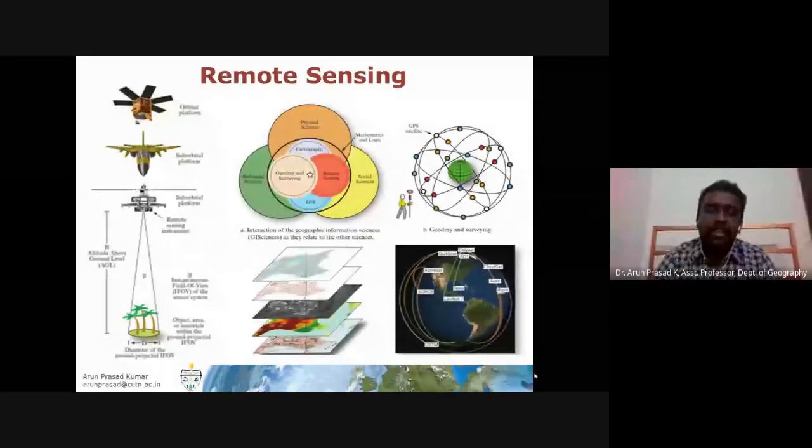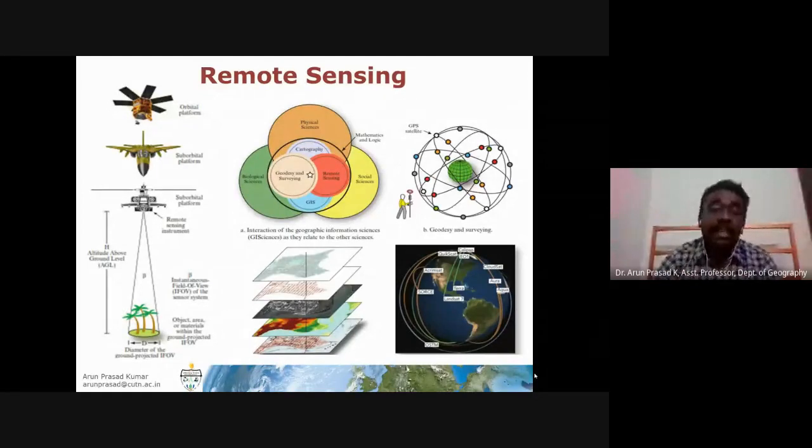Remote sensing is not a separate science; it is rather an interdisciplinary subject. It has parts of physical sciences, biological sciences, and social sciences. Remote sensing is part of geoinformatics, which also includes cartography, geographic information system, geodesy, and surveying. We call it geoinformatics as a common name, of which remote sensing is one of the major parts.